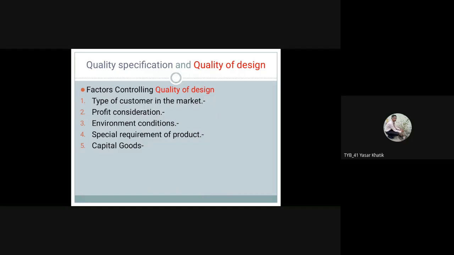Special requirement of product. If there is any special requirement for any product from a customer or any market value, then you can make modifications as per their special requirement.